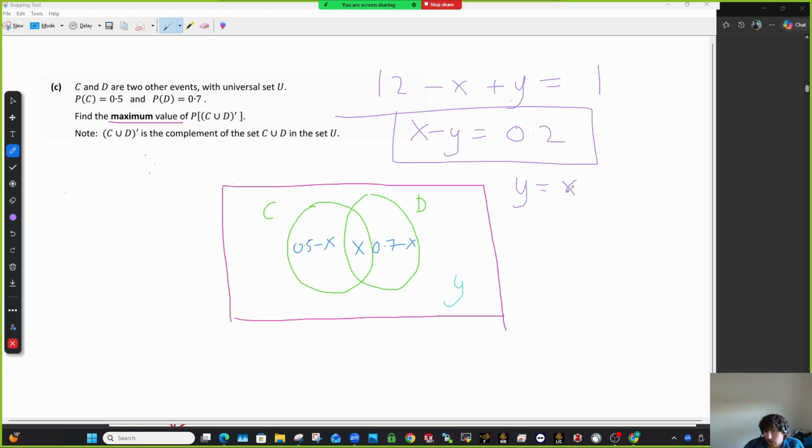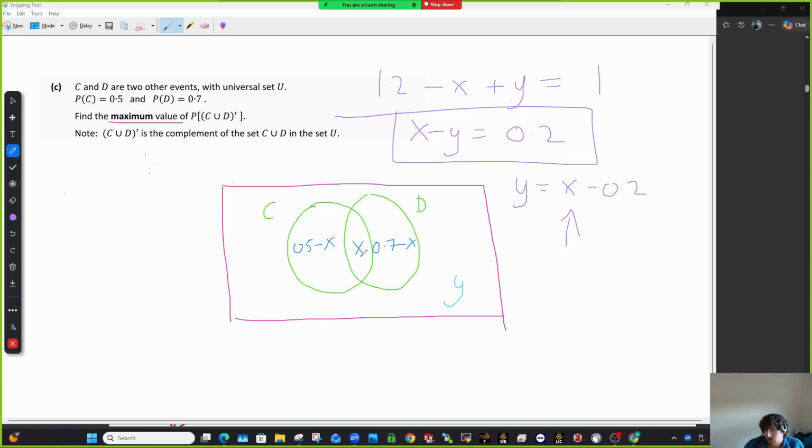So y will be equal to x minus 0.2, right? So to make y as big as possible, you want to make x as big as it can be. Hopefully that makes sense to people. If you want to make y big, you make x as big as it can be. Now you come to the diagram and you ask, how big can x get?